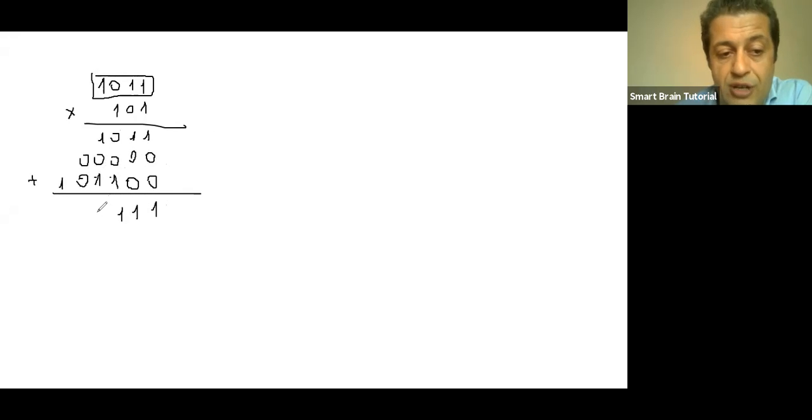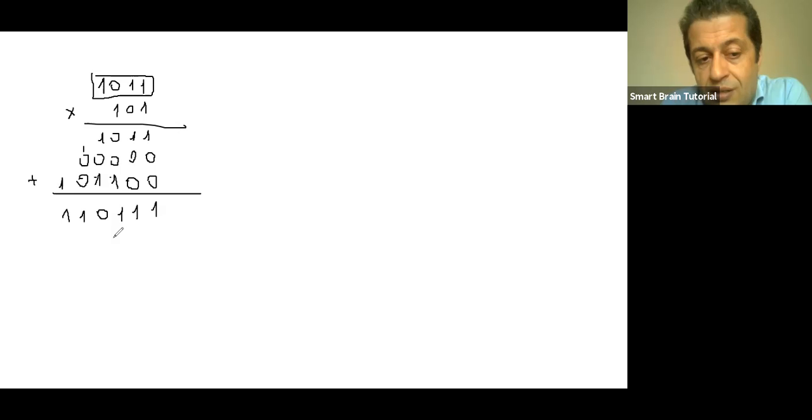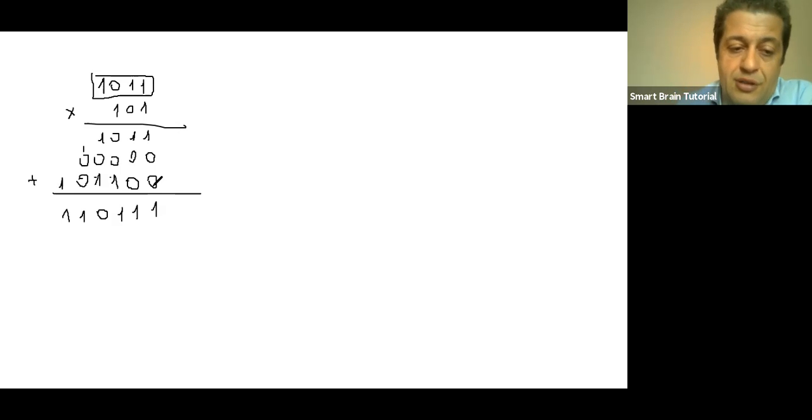We cannot write 2, but we write 0. And we carry 1 here. 1 plus 0 plus 0, it is 1. And we have another 1 here. So the result will contain 6 digits that are all 1 except the third, let's say, from the left, or the fourth from the right.